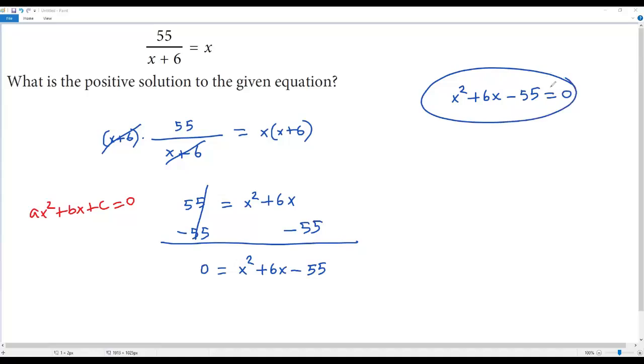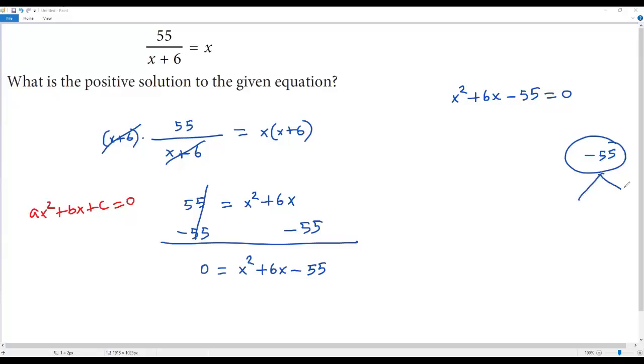Now this quadratic equation is in the form of ax² + bx + c = 0. I think we can solve this quadratic equation by factoring. Here, what is the coefficient of x²? We don't find any number in front of x², so I have to assume the coefficient of x² is 1. When the coefficient of x² is 1, to factor this quadratic equation, we have to take the constant term, negative 55. Now I have to get two factors for this negative 55, so that the product is equal to negative 55 and the sum is equal to the middle term, positive 6.